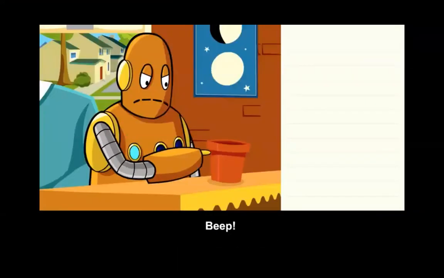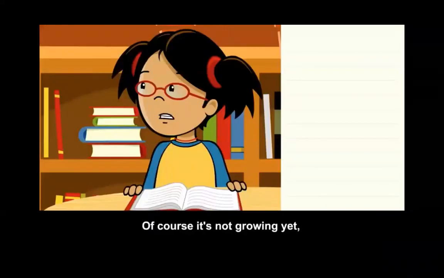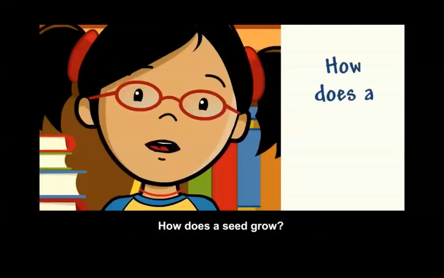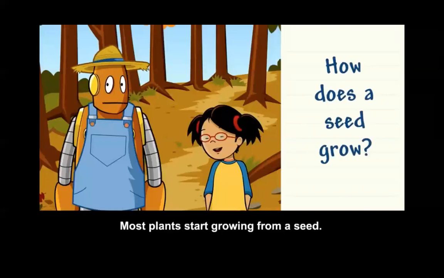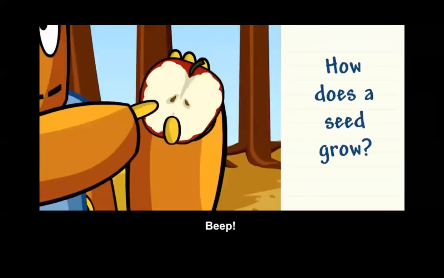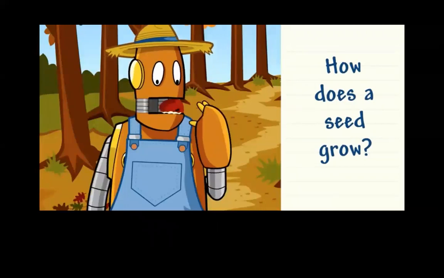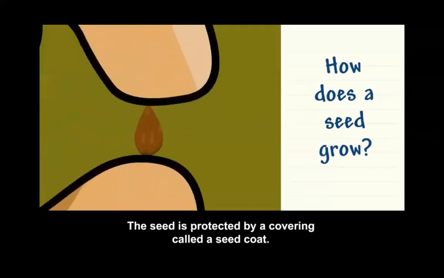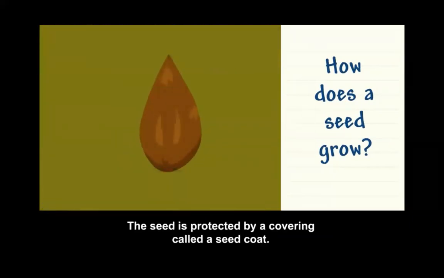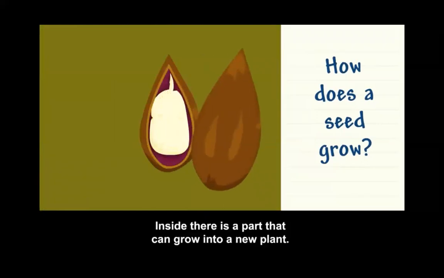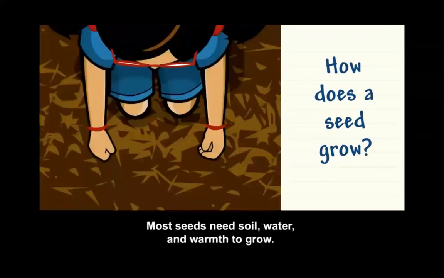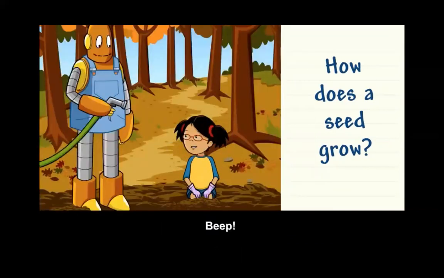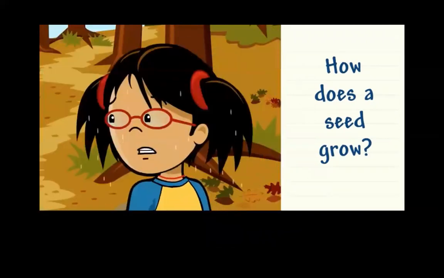What's wrong, Moby? It's not growing yet. It takes time for a seed to grow into a plant. How does a seed grow? Most plants start growing from a seed. The seed is protected by a covering called a seed coat. Inside there is a part that can grow into a new plant. Most seeds need soil, water, and warmth to grow. Moby.